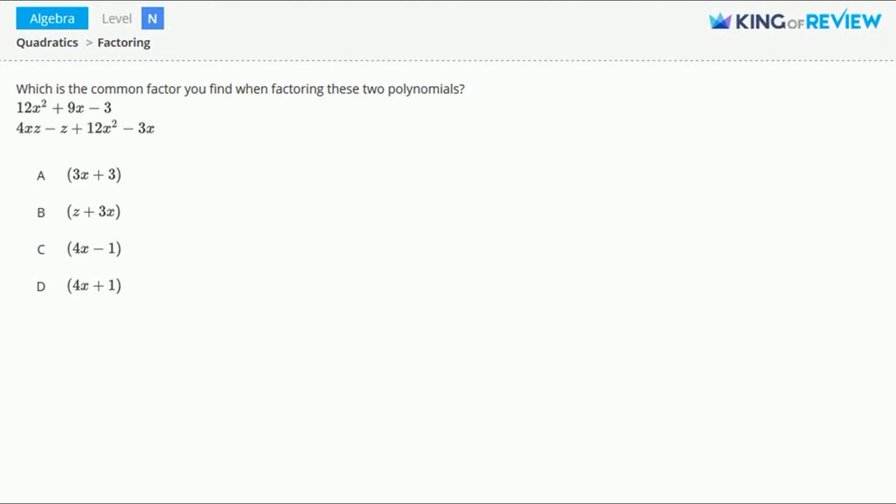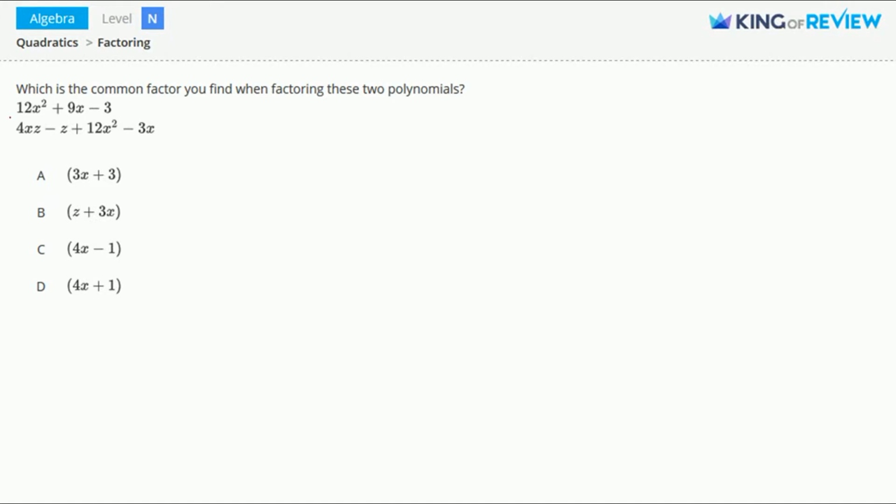Which is the common factor you find when factoring these two polynomials, 12x squared plus 9x minus 3 and 4xz minus z plus 12x squared minus 3x?